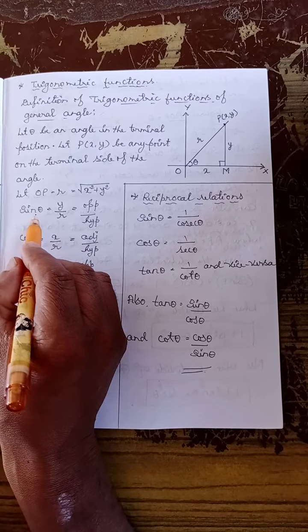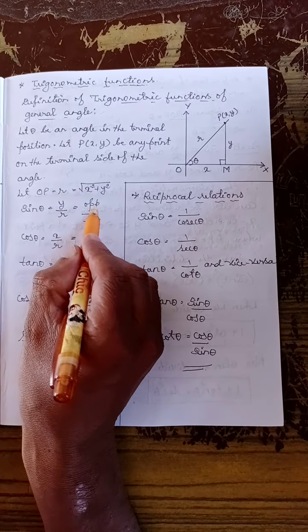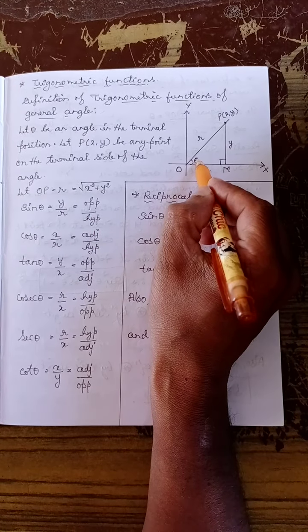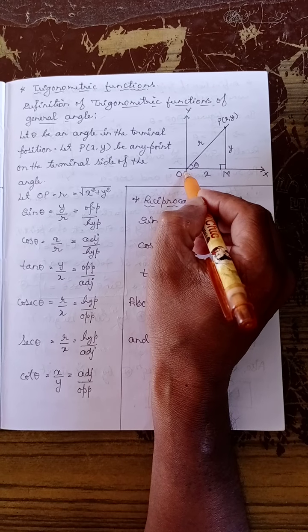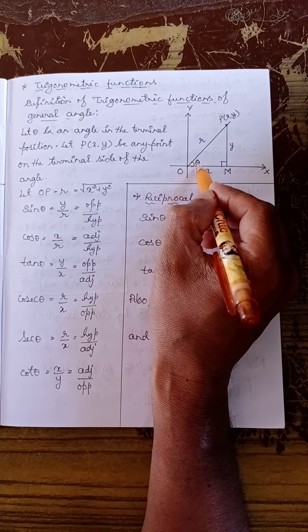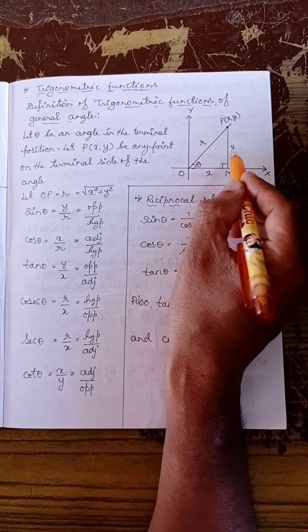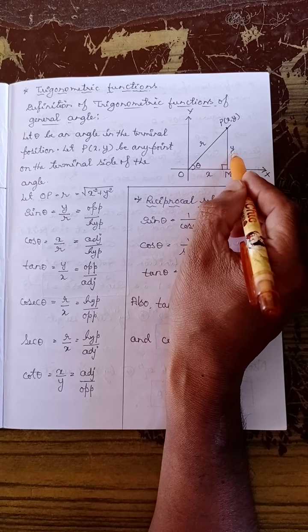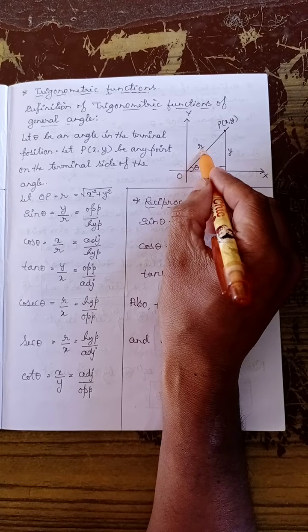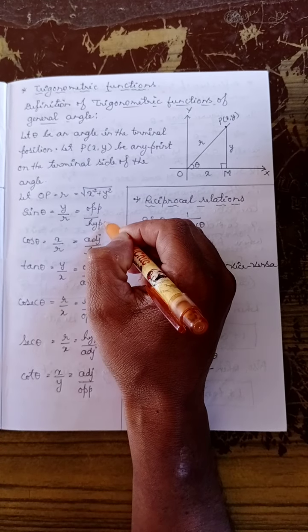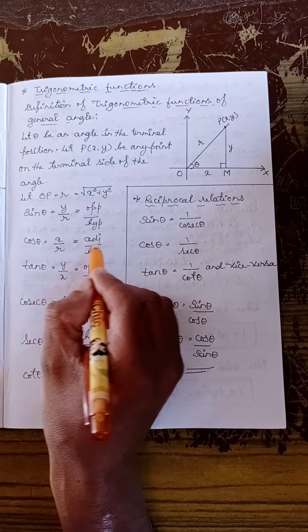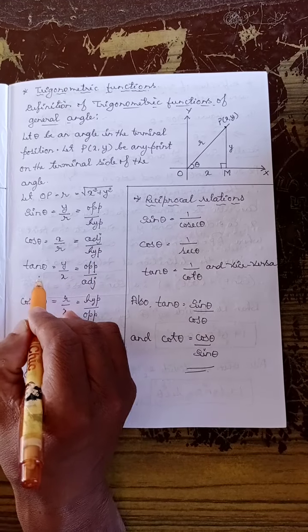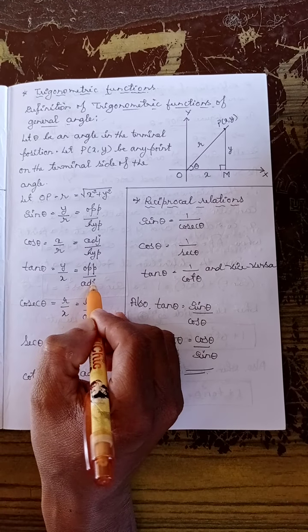Now we recall this. Sin theta is equal to opposite by hypotenuse. Here the general angle theta is located at the terminal position of O. Then we have sin of the angle theta is equal to y by r. Y is what? Opposite to angle theta is the opposite side, and this is the hypotenuse. Therefore it is opposite by hypotenuse. And cos theta is equal to adjacent by hypotenuse. Tan theta is equal to opposite by adjacent.